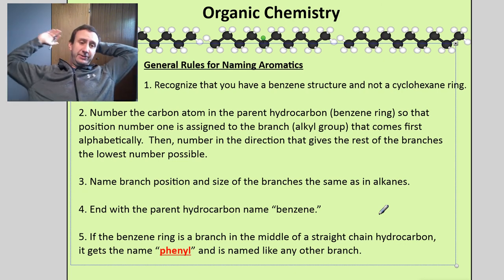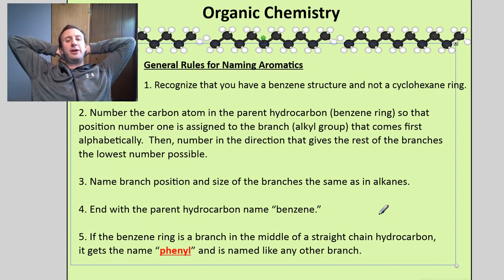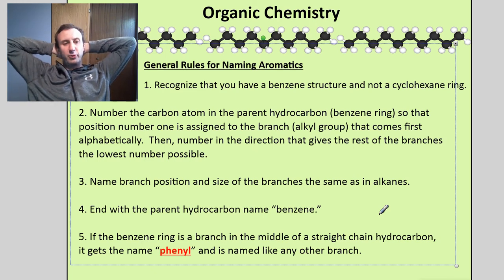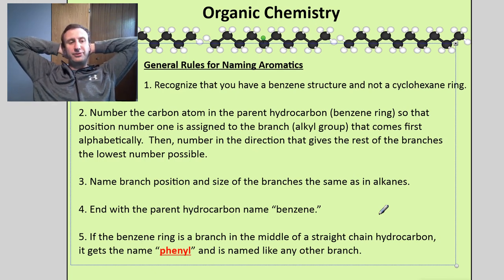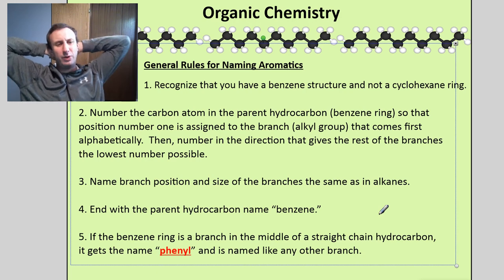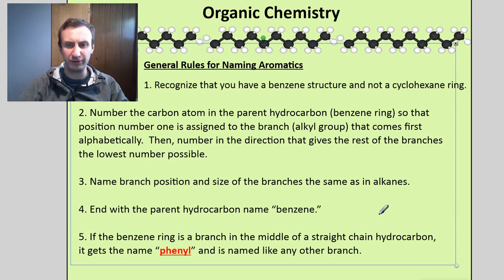It's instead benzene. Number the carbon atoms in the parent hydrocarbon, the benzene ring, so that position number 1 is assigned to the branch alkyl group that comes first alphabetically, just like when I was doing the cyclos. Then number in the direction that gives the rest of the branches the lowest numbers possible. If you have a tie for that, then go with the lowest total possible.